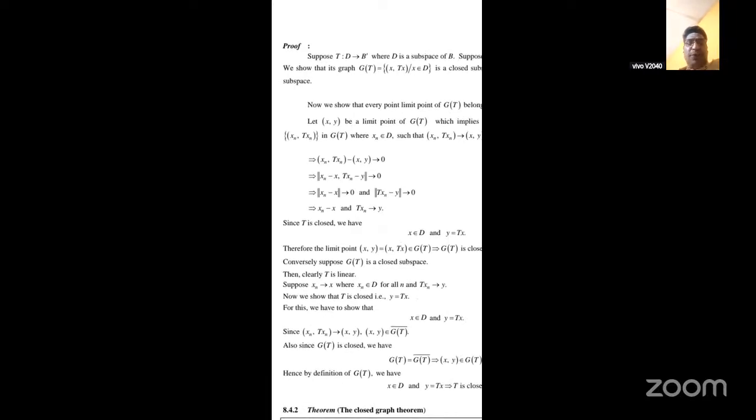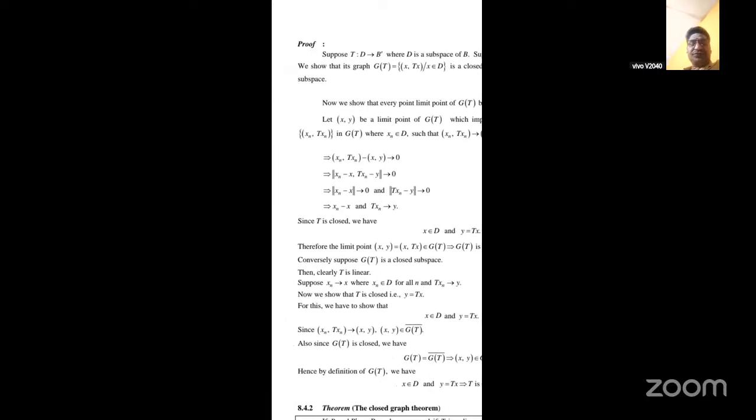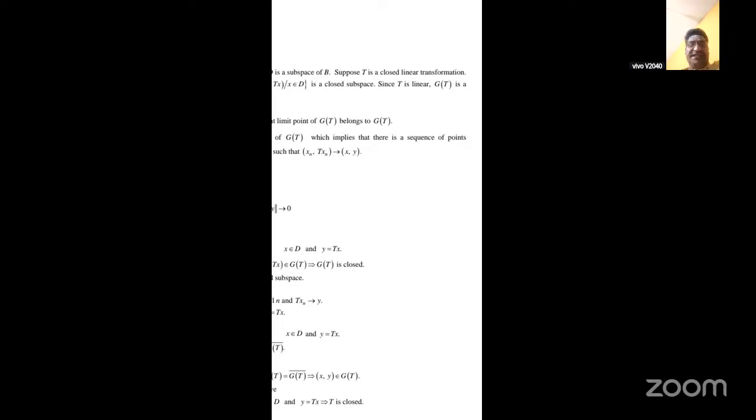Now we show that every limit point of G of T belongs to G of T. Here x and y is a limit point of G of T, which implies that there is a sequence of points x_n and Tx_n in G of T, where x_n belongs to capital D, such that x_n converges to x and Tx_n converges to y. The graph G of T is denoted by x and Tx, and we are taking any sequence x_n converging to x. So the ordered pair x_n and Tx_n converges to x and y. Here y represents Tx.